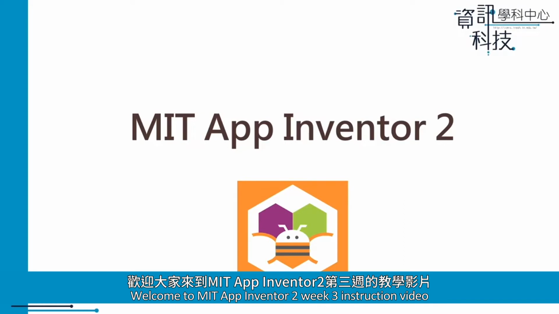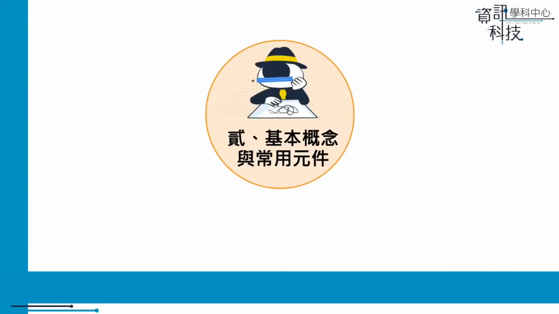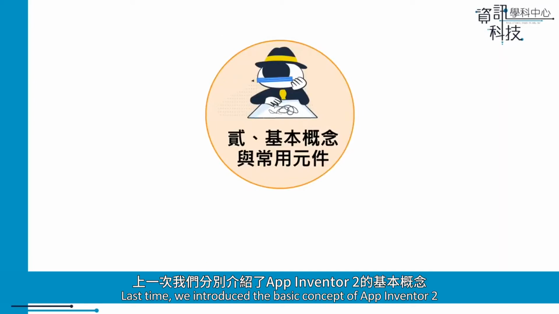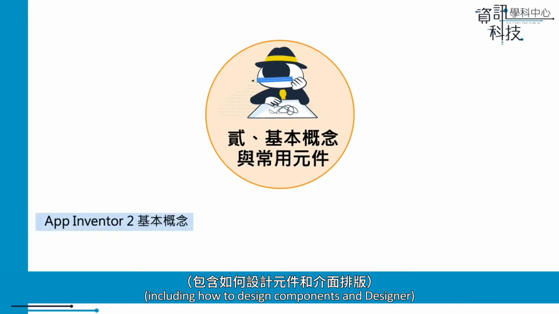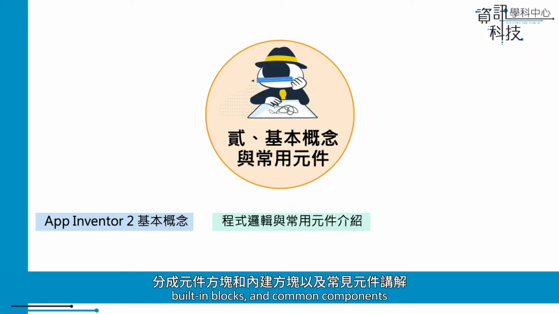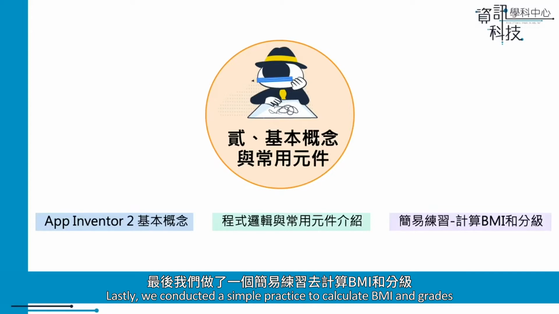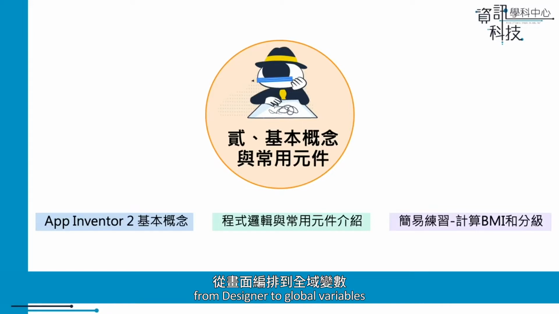Welcome to MIT App Inventor 2 Week 3 instruction video. Before beginning today's course, let's recap last week's content. Last time we introduced the basic concept of App Inventor 2, including how to design components and designer. Logic and common component introduction is divided into component blocks, built-in blocks, and common components. Lastly, we conducted a simple practice to calculate BMI and grades from designer to global variables.